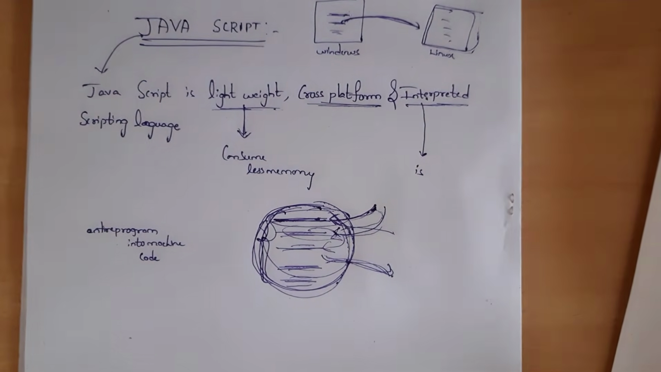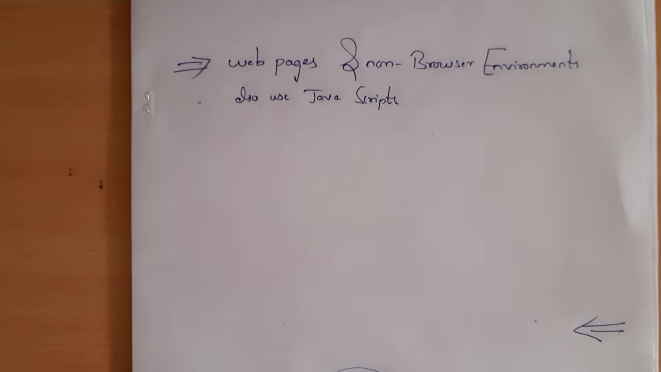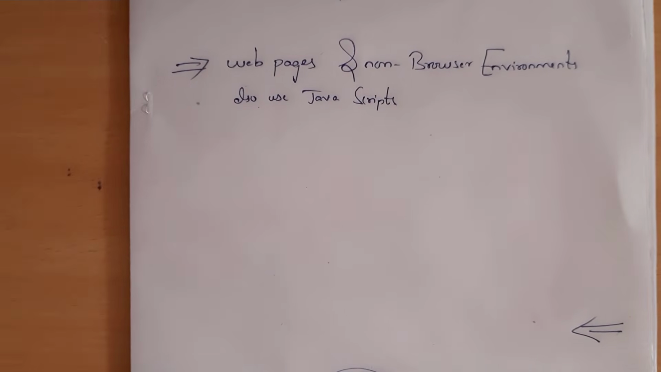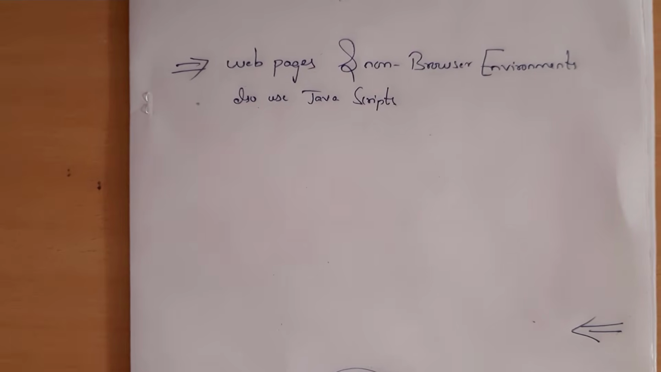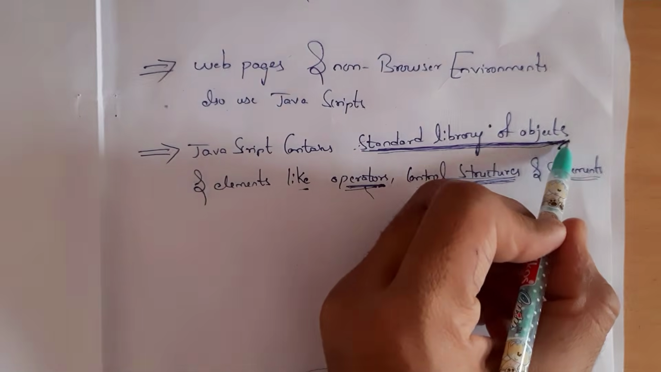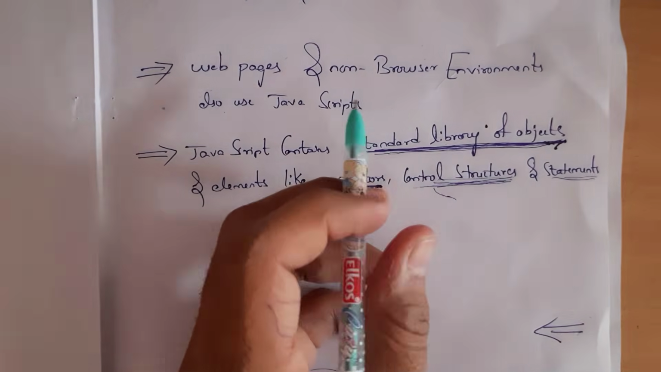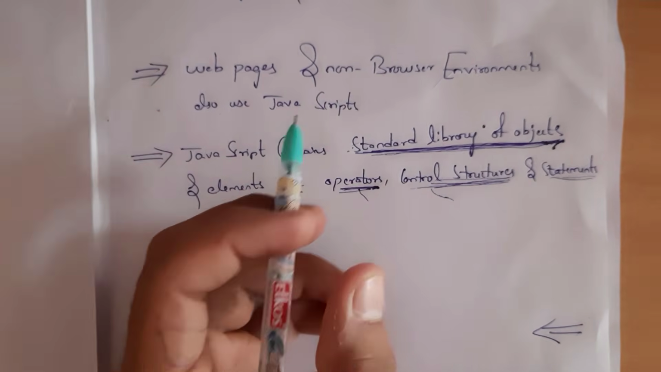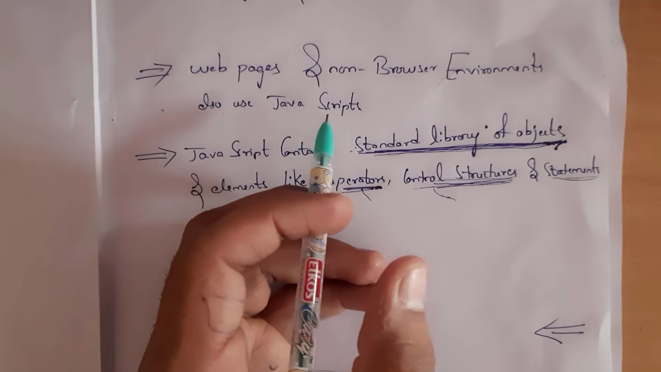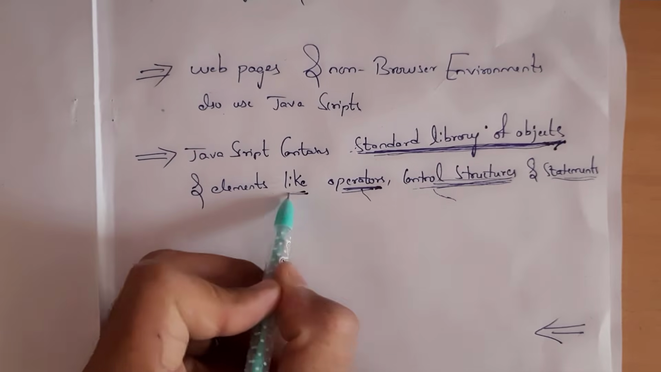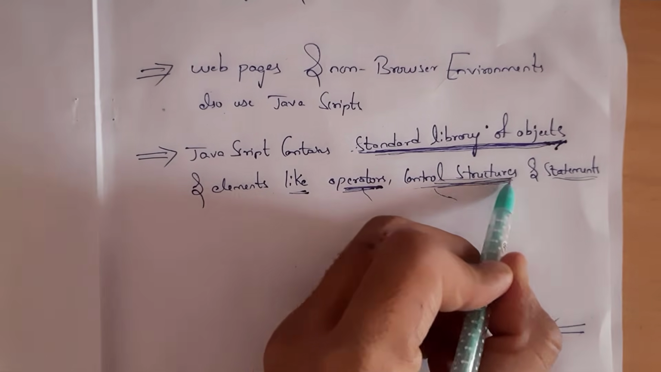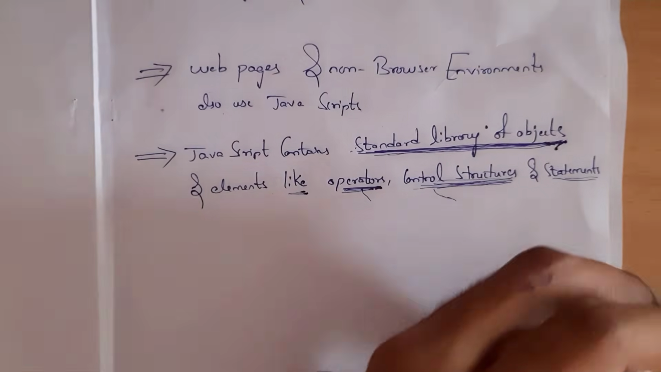JavaScript is an interpreted scripting language. We can design various kinds of web pages by using JavaScript, and many non-browser environments also use JavaScript. This is the second point. JavaScript contains a standard library of objects. Examples of the standard library of objects are arrays, date, month; all this comes under standard library of objects. And it also contains elements like operators, control structures and statements.